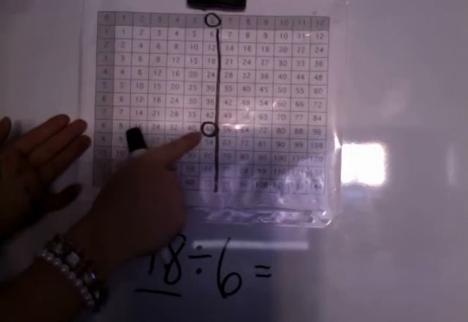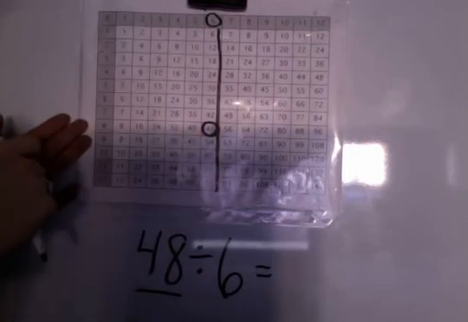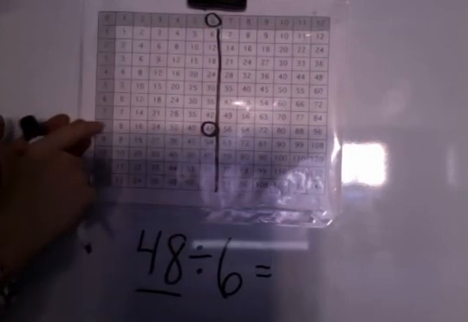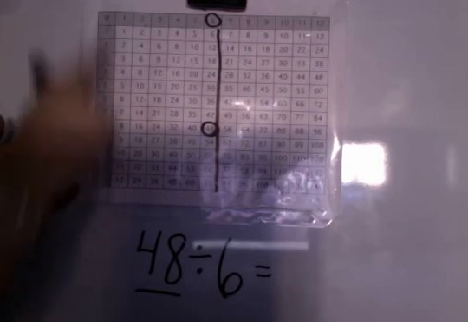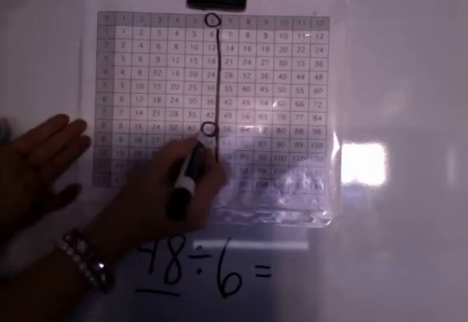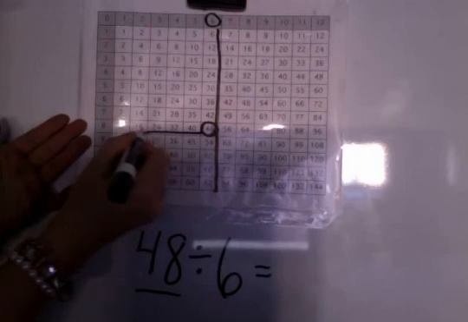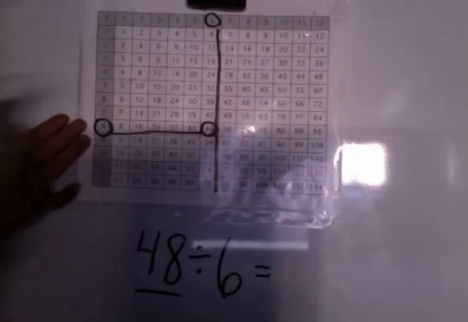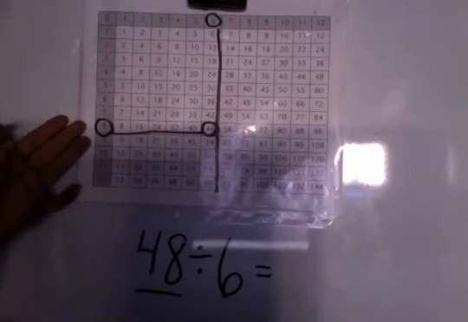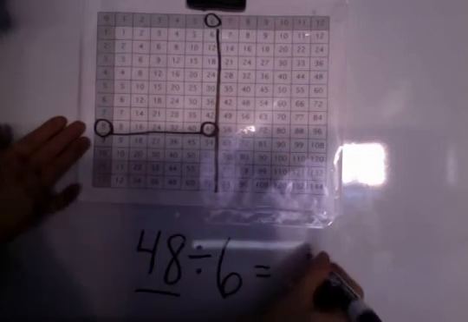So there's my 48 divided by 6. But now I'm looking for, where is it over here? So draw a line going over this way, and what number do we land on? 8. Very good.